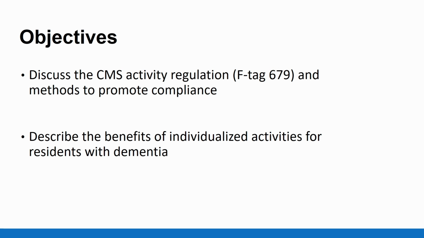There are two learning objectives for this part of the training program. At the end of Part 1, you should be able to discuss the CMS activity regulation, which is also called an F tag, and be familiar with ways you can help your team be in compliance with the regulation. Under the rule, each team member has a job, so knowing what you are expected to do is important. You should also be able to describe the benefits of individualized activities for residents with dementia, and there are many benefits. Before we move ahead, let's define who and what CMS is.